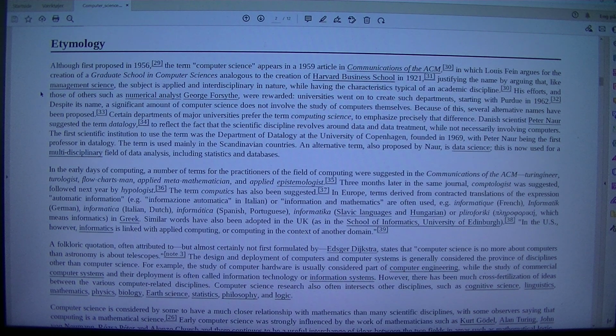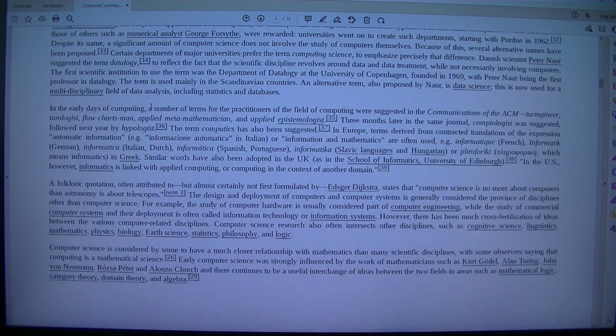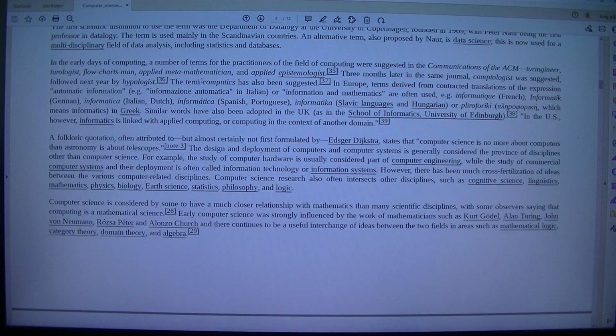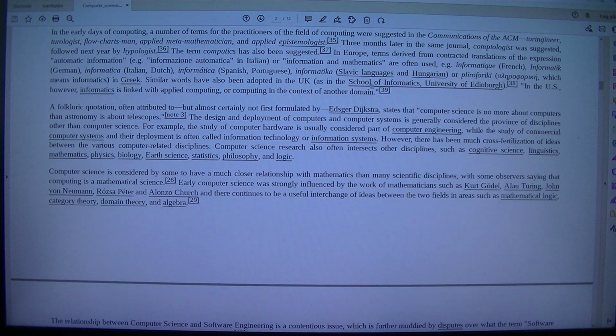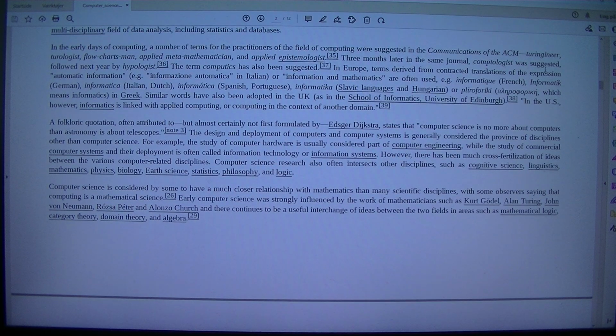In the early days of computing, a number of terms for the practitioners of the field of computing were suggested in the Communications of the ACM: Turing inertiologist, flow-chartsman, applied metamathematician, and applied epistemologist. Three months later in the same journal, Comptologist was suggested, followed next year by hypologist. The term computologist has also been suggested.